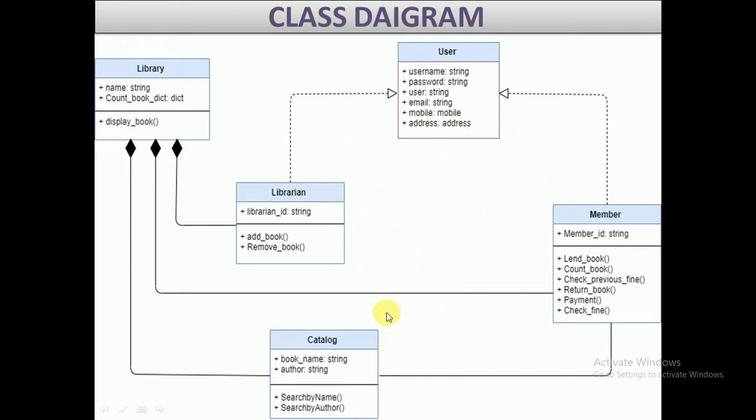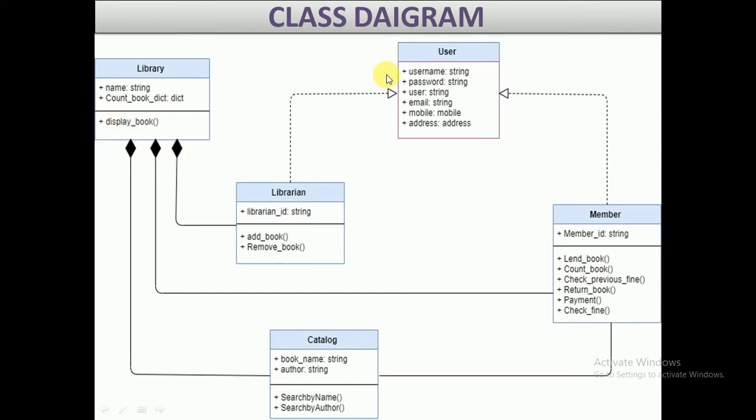Now let's discuss the individual classes. First we will discuss library. This is our class name and this is the library name, and I have stored all information in this dictionary, which acts as a database. And we have a display function which shows all records of books.